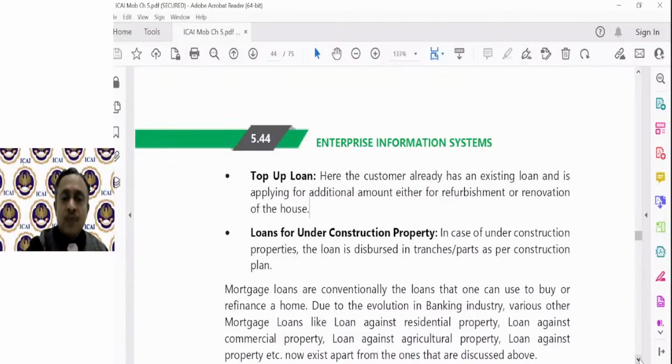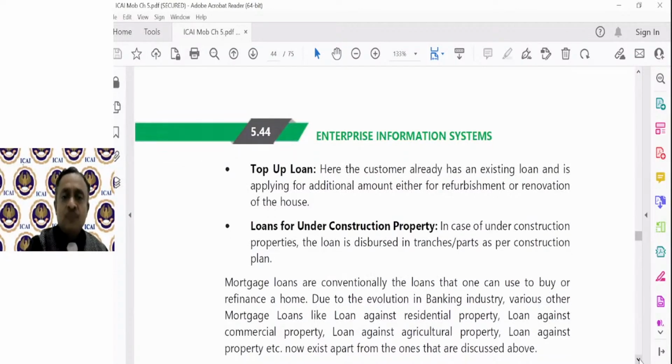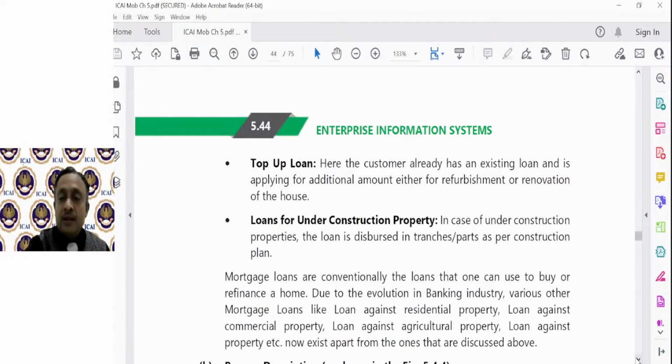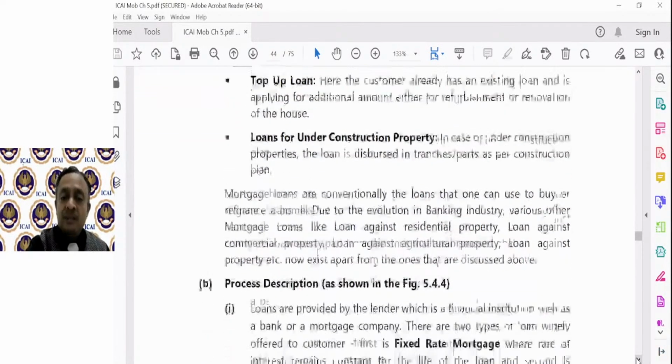Next is loan for property that is under construction. Any property that is being constructed, you can take a loan. In fact, all housing loans that bankers give are stage based, on the stages of completion. So suppose a 10 lakh rupee loan you have taken. Not the whole amount is sanctioned and given to you immediately. It is based on the percentage of completion that you are achieving. So that becomes a loan for property under construction.